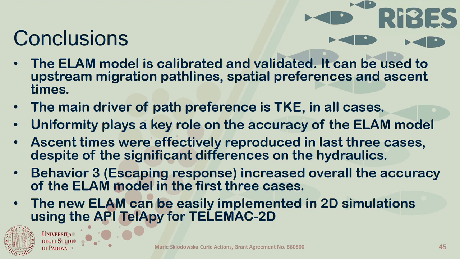The main driver of path preference is, not surprisingly, turbulent kinetic energy. Uniformity, also not surprisingly, plays a key role in the accuracy of the LM model. The ascent times were effectively reproduced. We were so happy about it. The escape response, behavior 3, increased the accuracy of our model. This is also novel. We performed the test, and we were happy about it. And soon we will be uploading the model, and those who can use hydrodynamic simulation tools will be able to use it.